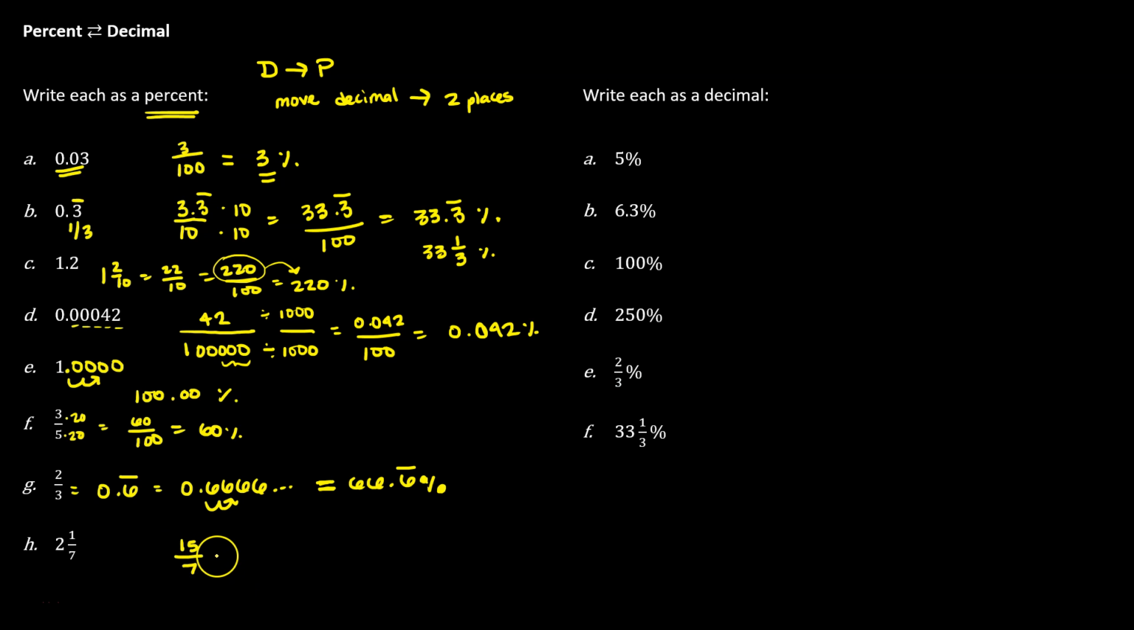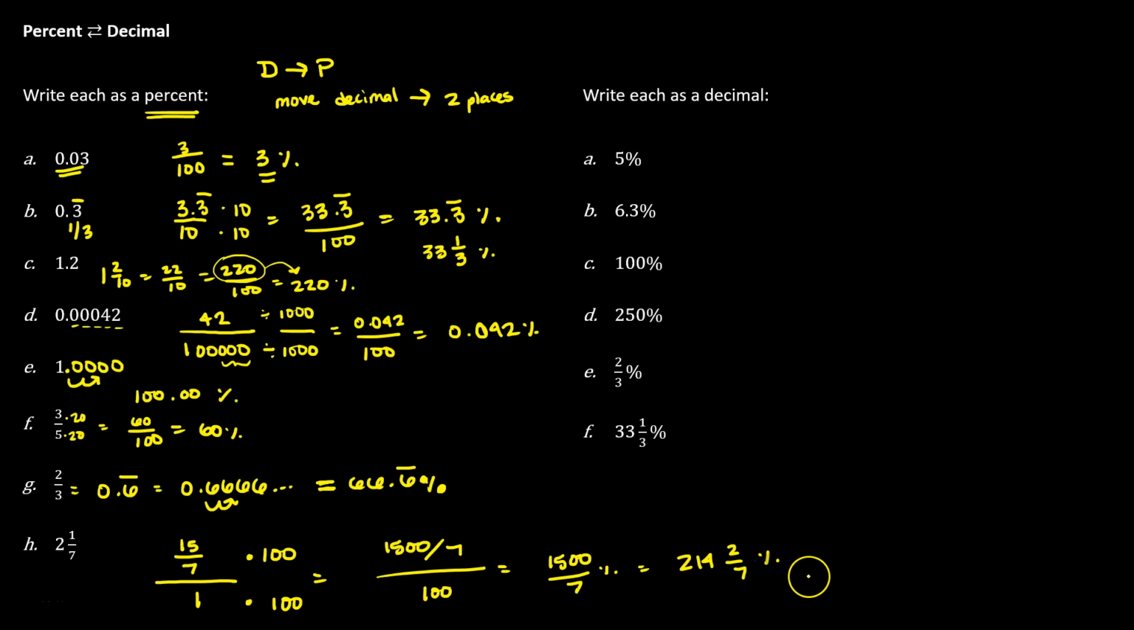And then I'm going to multiply this as if it were the numerator. So I'm going to multiply 15 over 7 by 100 and the denominator that I'm pretending to have, 1, by 100 as well. That way we have 1500 over 7 as our numerator and 100 as our denominator. Now technically this would be fine to write 1500 over 7%, or we could write that as a mixed number to say 214 2/7%.